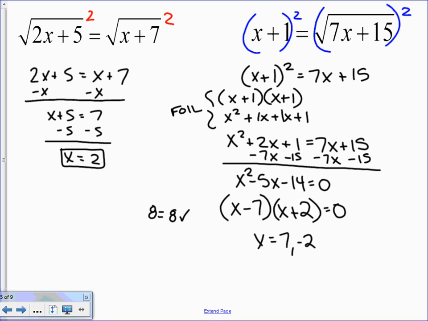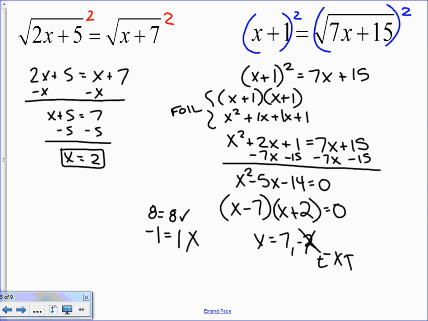And then I'm going to check negative 2. Negative 2 plus 1 is negative 1. And then this will be 7 times negative 2, which is negative 14. Negative 14 plus 15 is positive 1. The square root of 1 is 1. Does this one work? No.